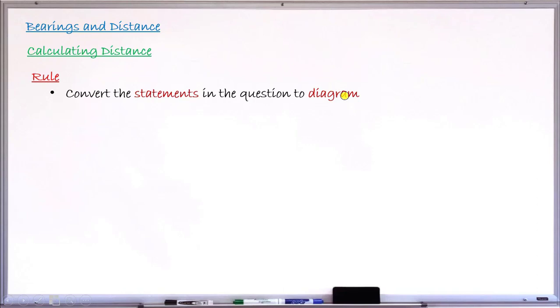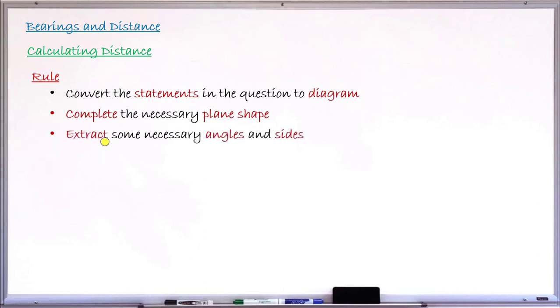When that is done, step number two says complete the necessary plane shape. After converting the statement into a diagram, in the end you now have either a rectangle or a triangle. It depends on how many sides. So you need to complete it so that it gives you a particular plane shape. That is step number two. Step number three says extract the necessary angles and also extract the necessary sides. This gives you enough information to find whatever you are asked to find.